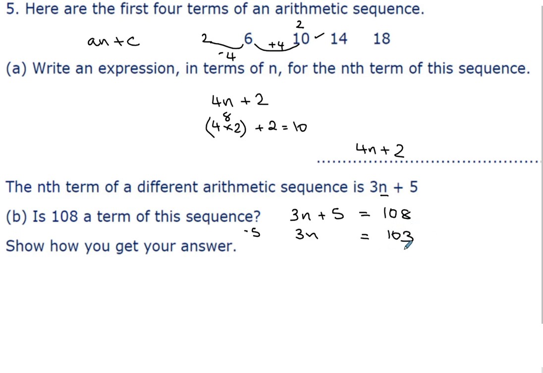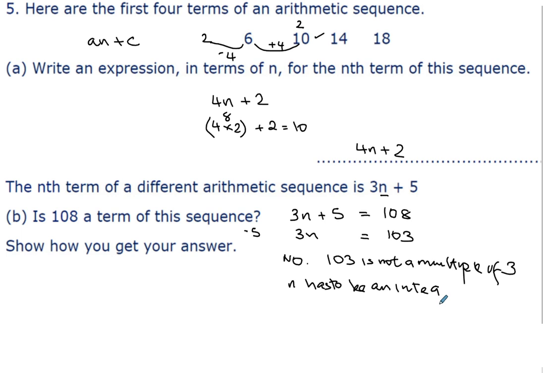Now, the way to find out if a number can be divided by 3 is if you add the digits up, the total should be a multiple of 3. So 1 plus 0 plus 3 comes to 4, so you can tell 103 is not a multiple of 3. So is it a term of the sequence? No, because 103 is not a multiple of 3. Because n has to be an integer. Okay, as simple as that. All right, let's have a look at another question.